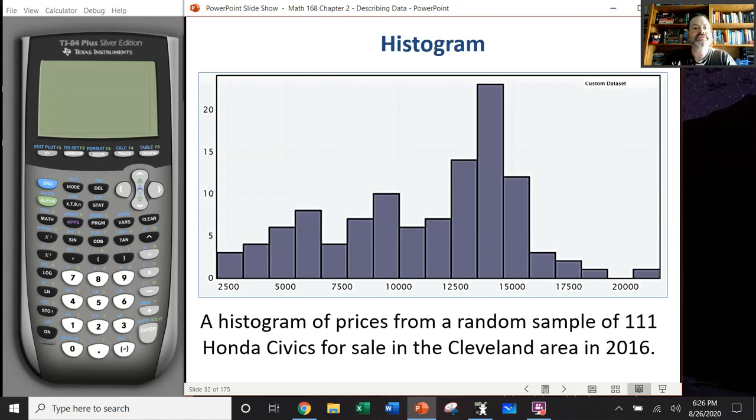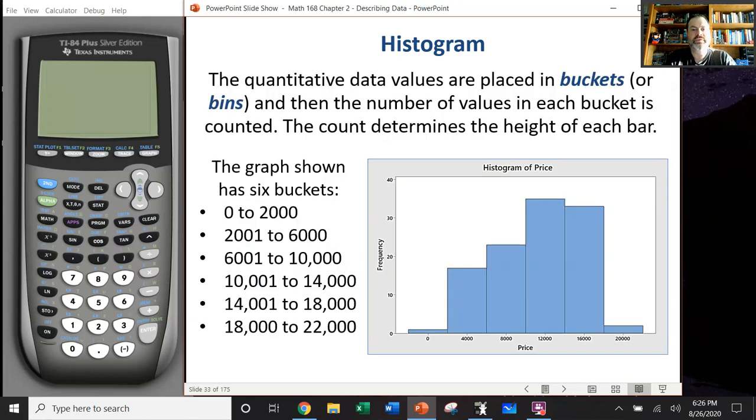So here's what we call a histogram. Same data set, all the Honda Civics. And you can see that it looks like a dot plot, but it doesn't have as much detail as a dot plot. So the way we make a histogram is we take the quantitative data values and we place them in buckets or bins. Then the number of values in each bucket is counted. The count determines the height of each bar.